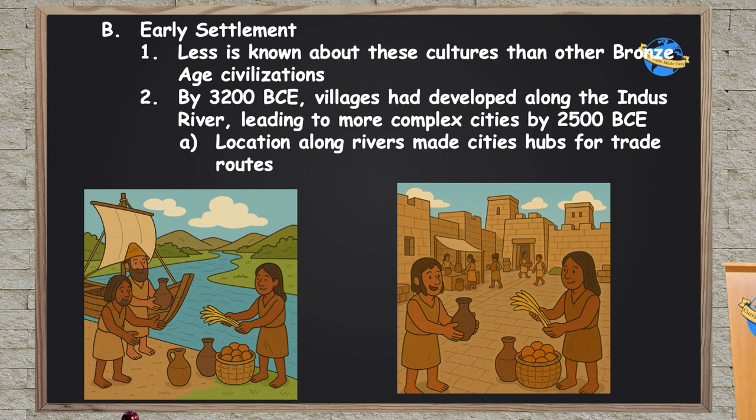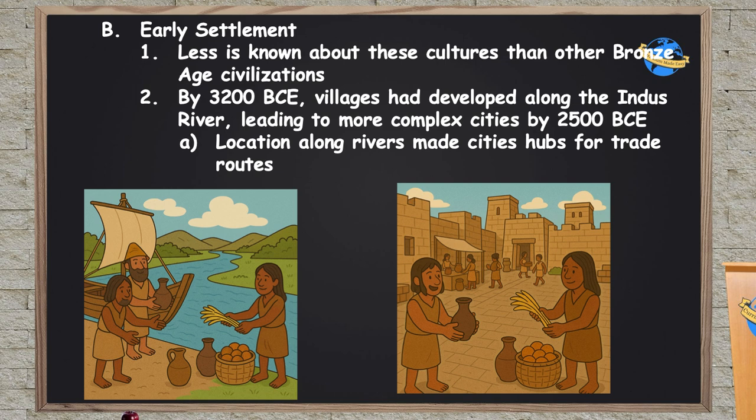So they're farming before this, but really these larger village settlements don't start developing until around 3200 BCE, and then it takes about 700 years before some of these villages start to develop into more complex cities around the year 2500 BCE, which is about 4,500 years ago.